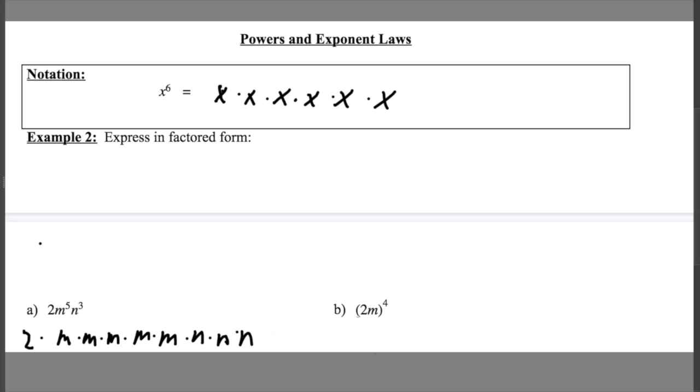Here with 2m to the power 4, the brackets encase the 2m together, so the 4 means that there will be 4 of them. So it will be 2m, 2m, 2m, 2m. So now we're going to move on to the next power examples. So we're going towards example 3.